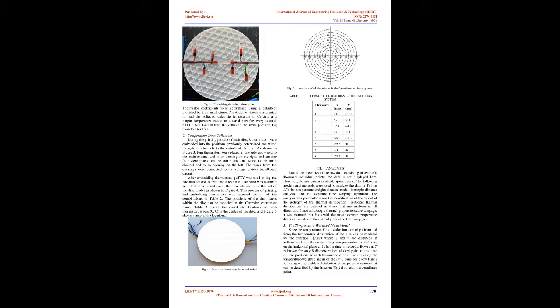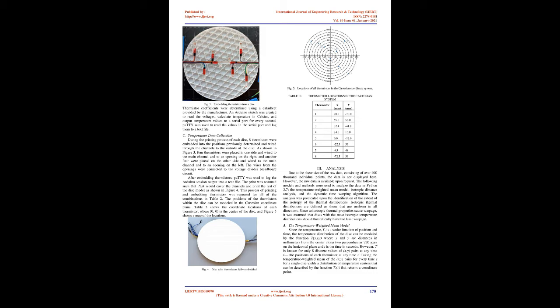The analysis was predicated upon the identification of the extent of the isotropy of the thermal distributions. Isotropic thermal distributions are defined as those that are uniform in all directions. Since anisotropic thermal properties cause warpage, it was assumed that disks with the most isotropic temperature distributions should theoretically have the least warpage. A. The temperature-weighted mean model.